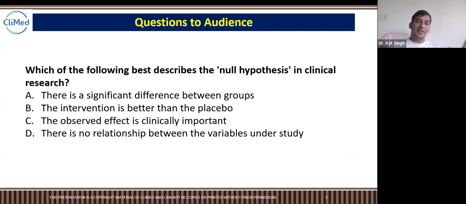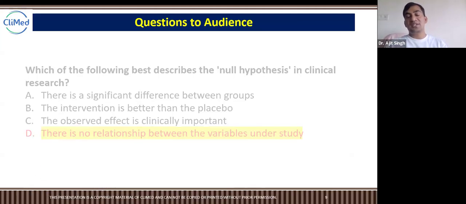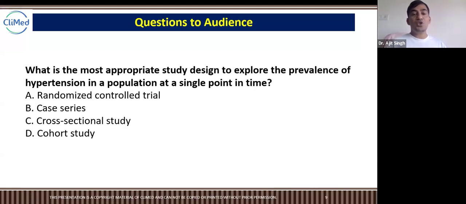If we go, we can take 2-3 lectures on null hypothesis. But I was just describing it briefly, so you can understand a little bit what is null hypothesis and what is relative risk. So the correct answer here is no relationship, right? There is no relationship between the variables under the study. Perfect.